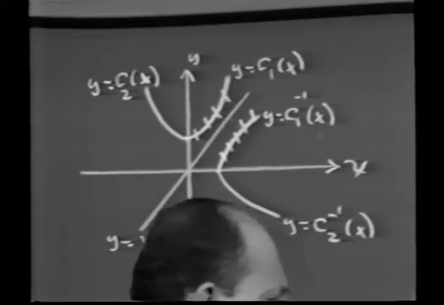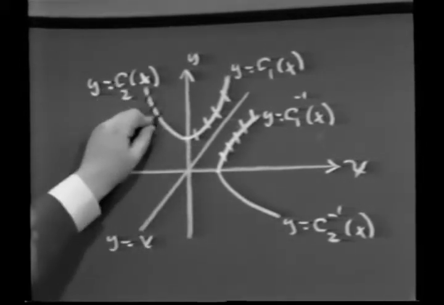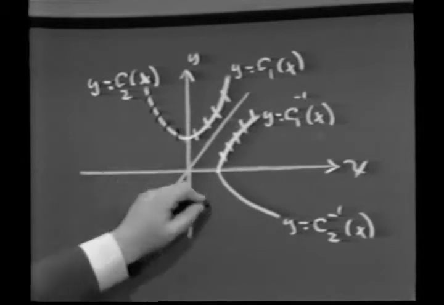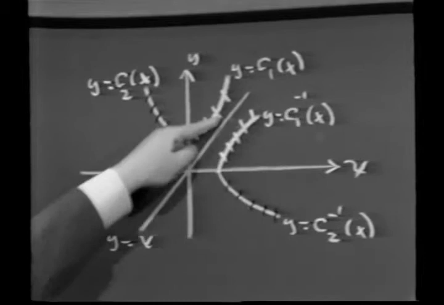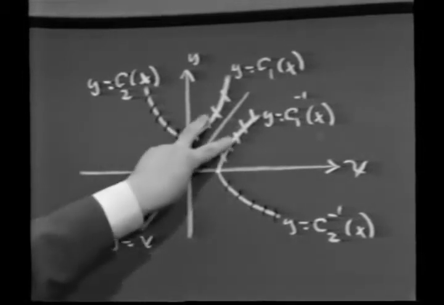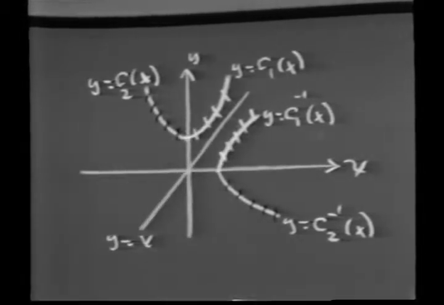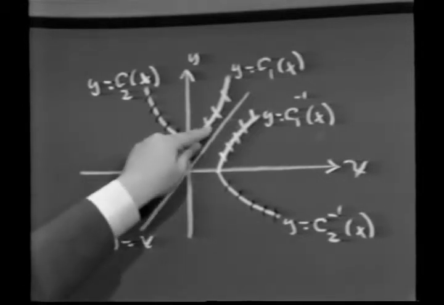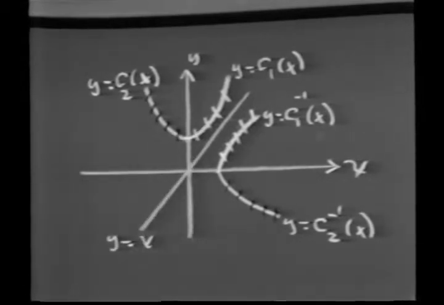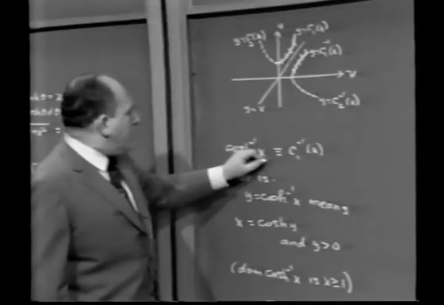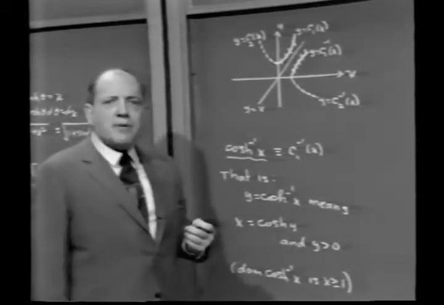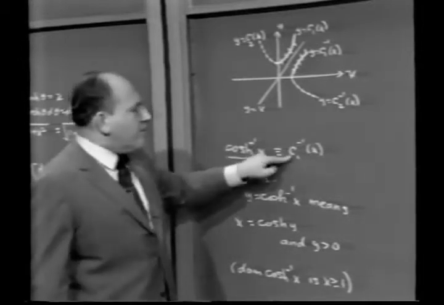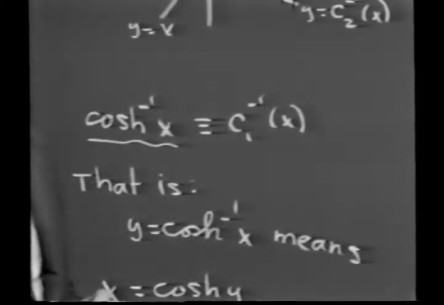And if, on the other hand, we look at y equals c2 of x, that's this branch over here, its inverse is this. Notice that these two pieces are symmetric with respect to the line y equals x, and these two pieces are symmetric with respect to the line y equals x. As long as we break this down into the union of two pieces, we can talk about inverse functions. Now, the interesting point is that what most authors traditionally refer to as the inverse hyperbolic cosine of x is really what we call c1 inverse of x.